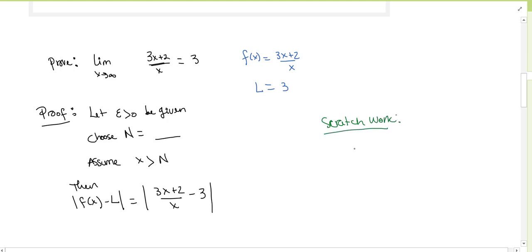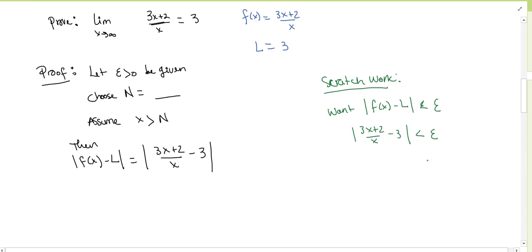Our scratch work: we always start with what we want. We want the absolute value of f of x minus L to be less than epsilon. That means we want the absolute value of 3x plus 2 over x minus 3 to be less than epsilon. This is what we want. With our scratch work, we work backwards to get to our proof.